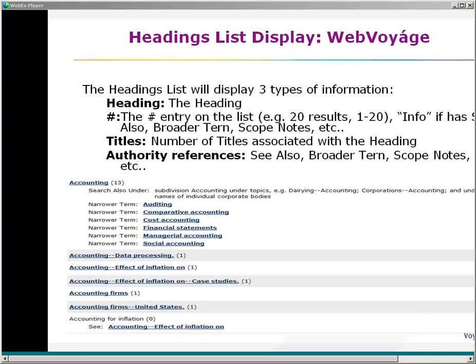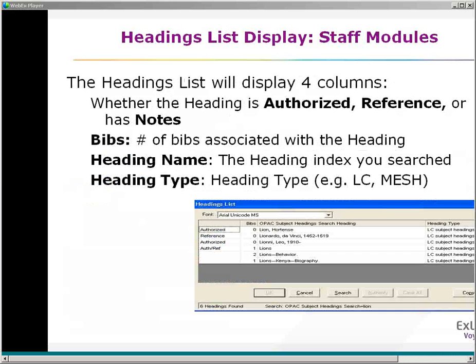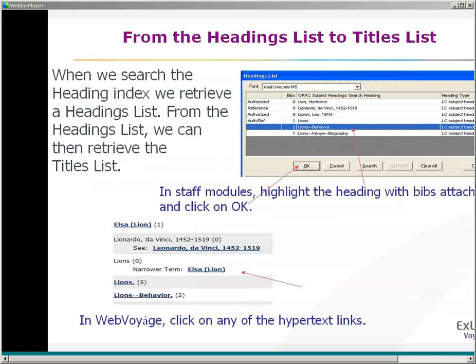The headings list has 3 types of information. The heading itself, the number of entries in parentheses following the entry, and you'll also see underneath any authority records. Just to let you know, I need to change that. So you get the headings, the number of titles, and the authority reference information on the Web Voyage side. On the staff side, there are 4 columns that will display, and again, this information is either an authorized, a reference, or a regular item. It might have notes available to you as well, the number of bibliographic records, the heading name, and the heading type. And this information is set by the system.